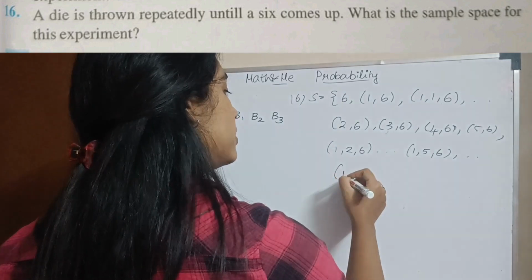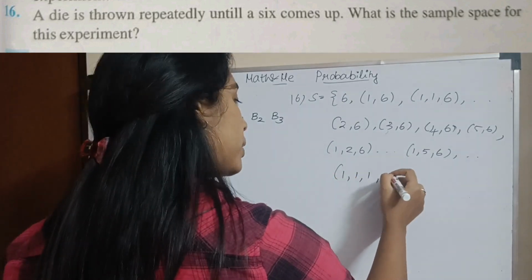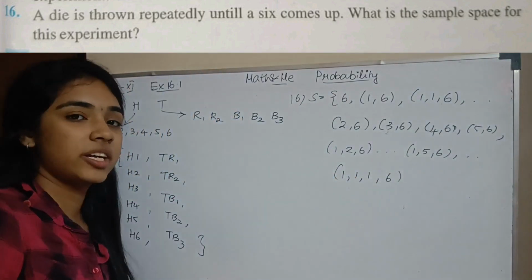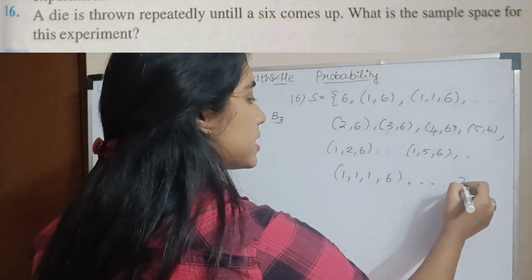Similarly, you can have 1, 1, 1, 6. It can come in your fourth try. So this goes on. This is an infinite sample space.